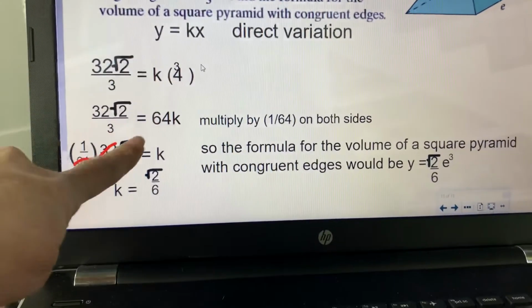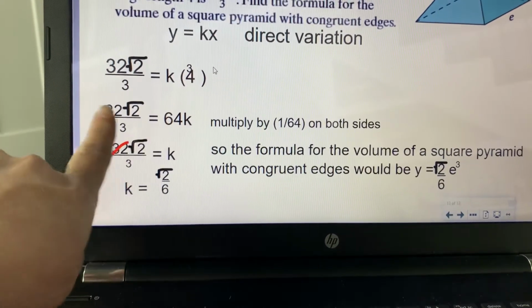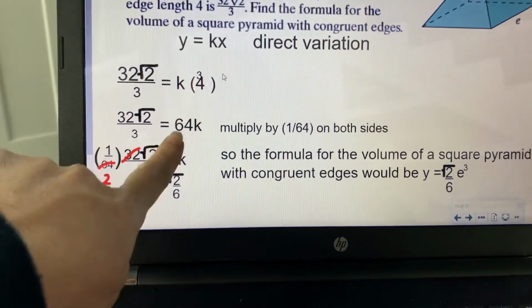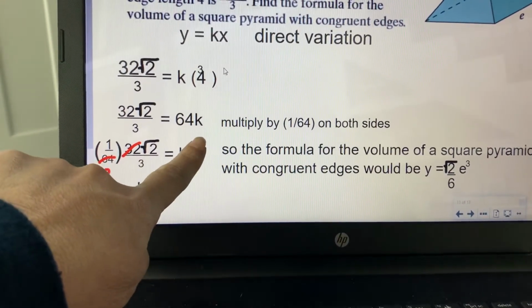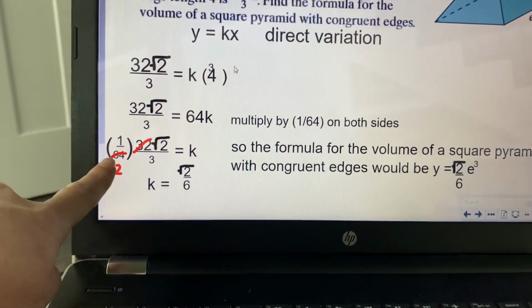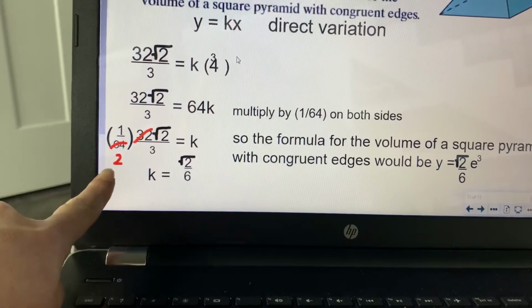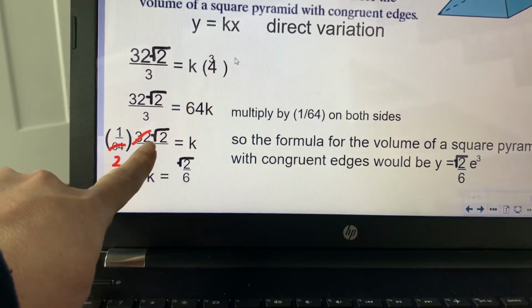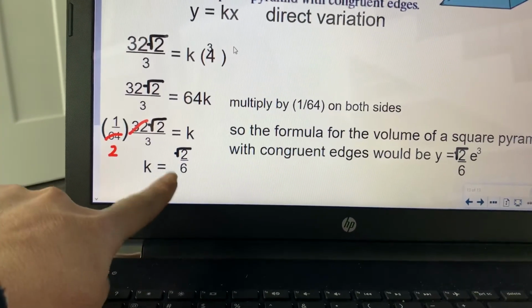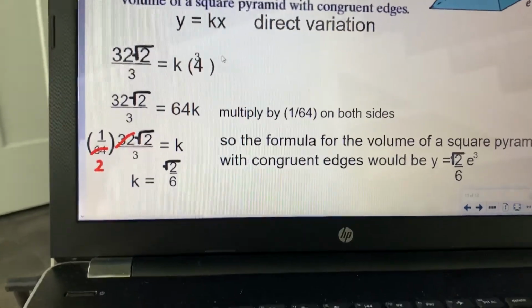So 4 cubed is 64, that's where the 64 came from, and then to solve this, it's easiest since the side's a fraction to just multiply both sides by 1 over 64. So if you do 1 over 64, that 64 and the 32 are going to reduce each other. That'll become 1, this will become 2, so you just have 1 times radical 2 on top and 2 times 3 on the bottom. You end up with radical 2 over 6, that's your K value.